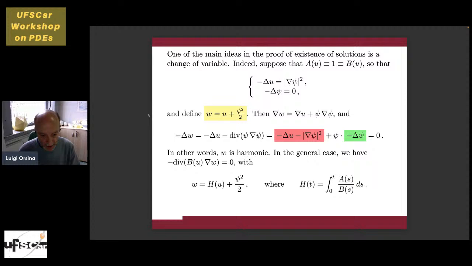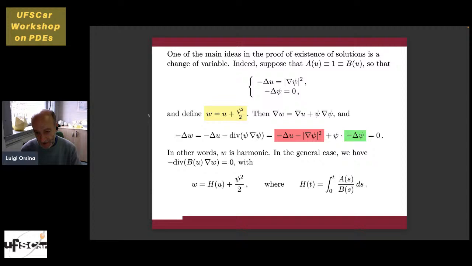Then you can recover information on W, and from W both on H of U and on psi squared. And so under some positiveness assumption and so on, you can recover information on U and psi. So this is for the thermistor problem studied as far as existence and uniqueness are concerned, and as far as the papers by Cimatti and all the references quoted in those papers are concerned.